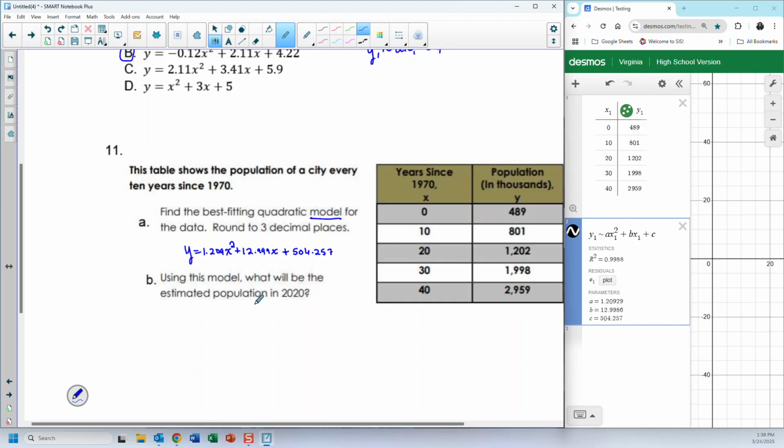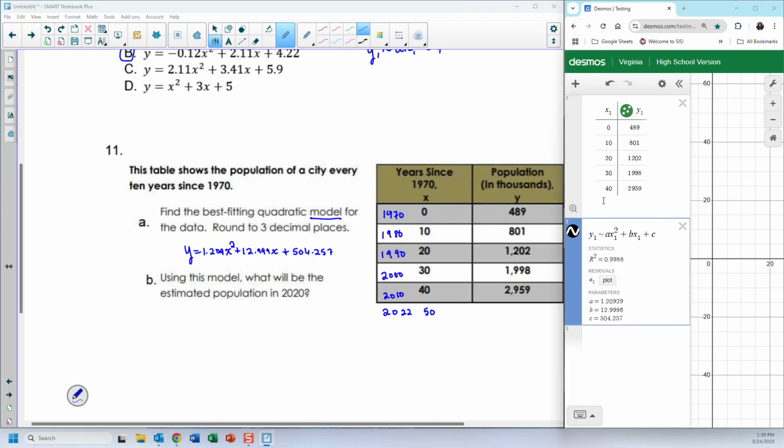Using this equation, what will be the estimated population at 2020? Look at how it's asking for when x is 20 in 2020, but look at how the table works. The table is x years since 1970. So 0 years since 1970, this 0 would represent 1970. So plus 10 years would be 1980, plus 20 years would be 1990, plus 30 would be 2000, and that'd be 2010. So if I'm looking for 2020, I'm looking for when x is equal to 50.